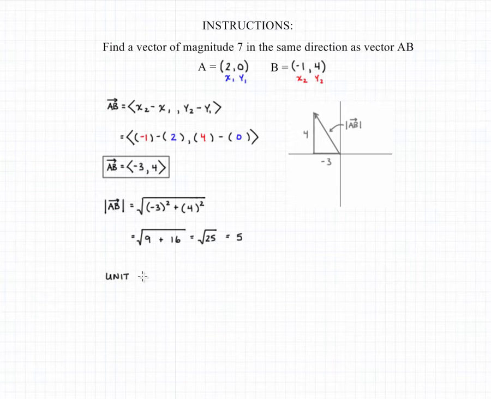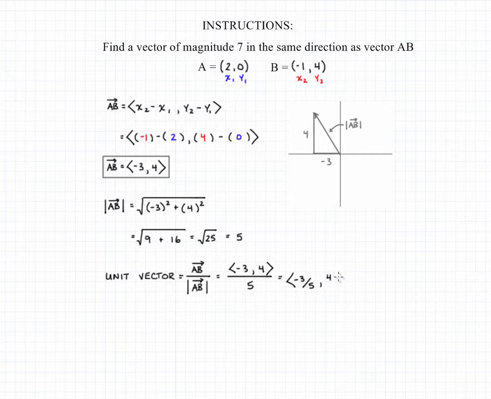Now that we know the magnitude of our original vector, we can find a unit vector in the same direction by taking our original vector, vector AB, and dividing each of its coordinates by that magnitude. So we can write this as just dividing the entire vector by that magnitude, (-3, 4) all over the magnitude of 5, and that will give us a unit vector of (-3/5, 4/5).